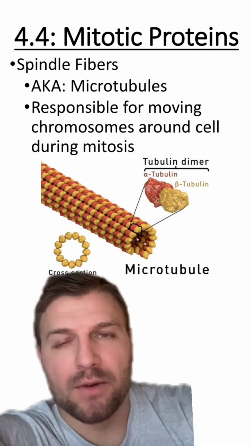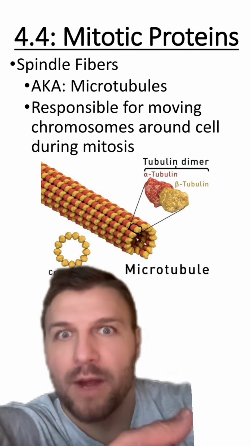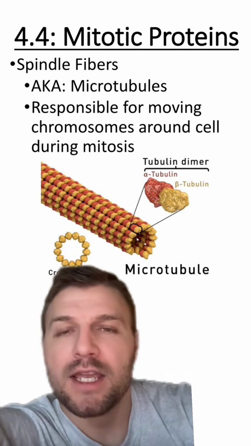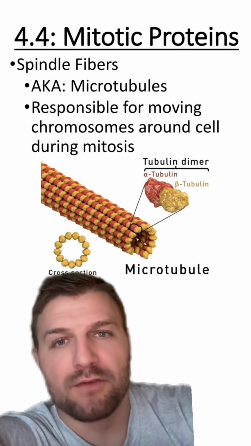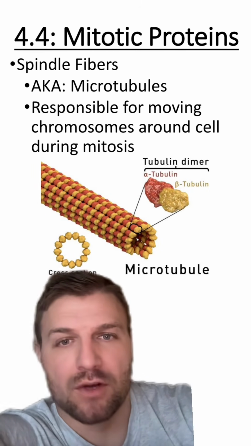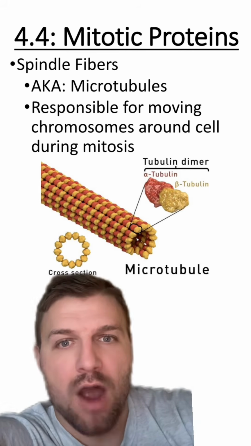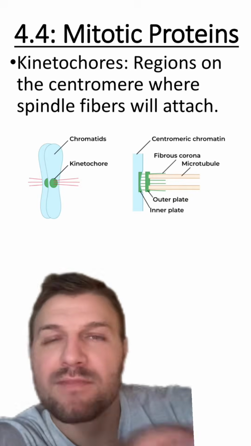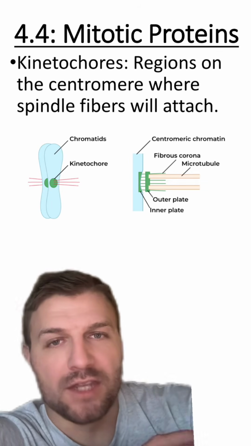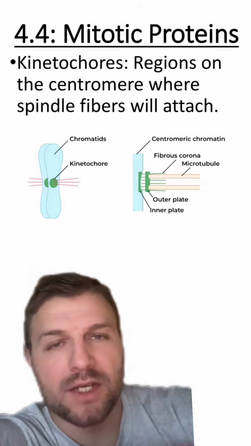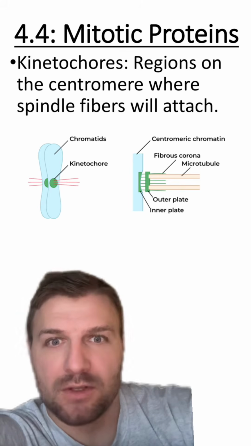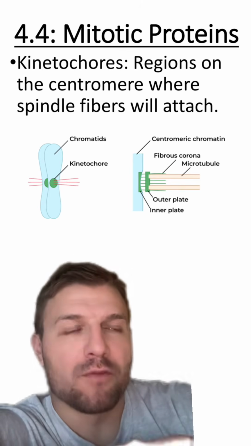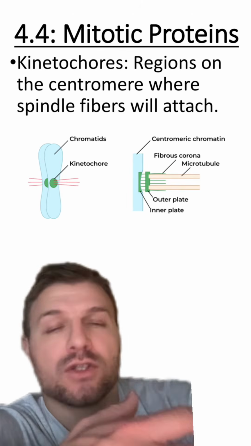Another important mitotic protein are the spindle fibers, or microtubules, which we talked about before in Unit 2. These are responsible for moving the chromosomes around the cell during mitosis. These are basically long, hollow tubes that connect to the chromosomes and move them around. They connect to the chromosomes at a location called the kinetochore. The kinetochores are regions made of protein where the spindle fibers attach. So they help facilitate the movement of chromosomes during mitosis.